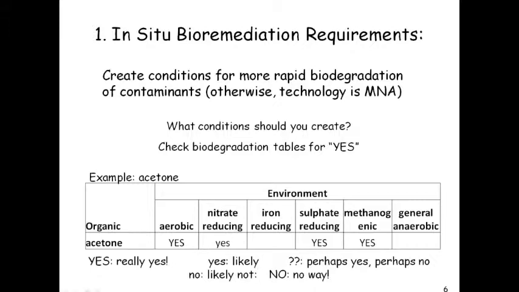What we're really looking for in these tables are conditions that are capitalized yes. Those are telling us that those are probably good target conditions to create to enhance in situ biodegradation. So for acetone, you would see we have a chance to add oxygen, add sulfate, or create strongly anaerobic conditions that support methanogenic bacteria.